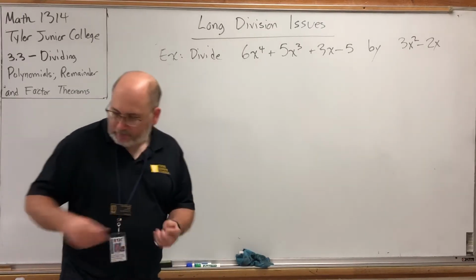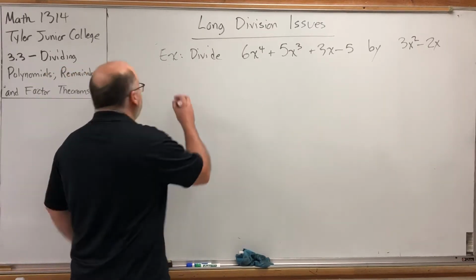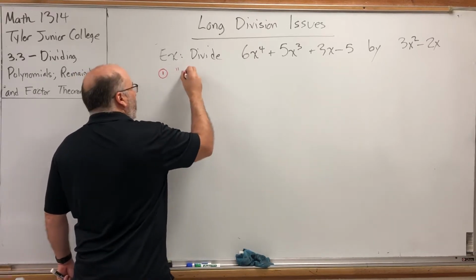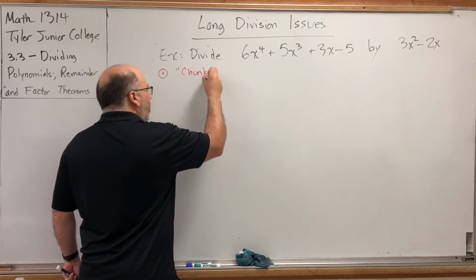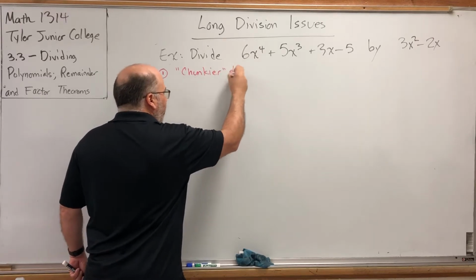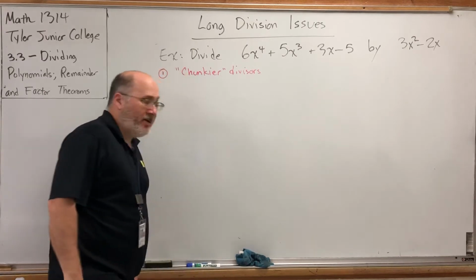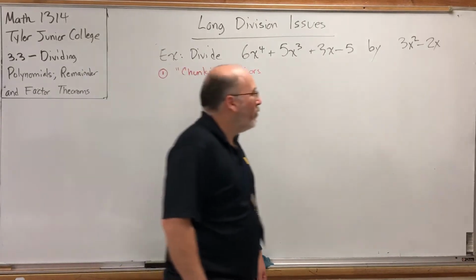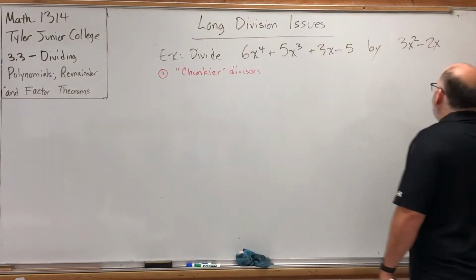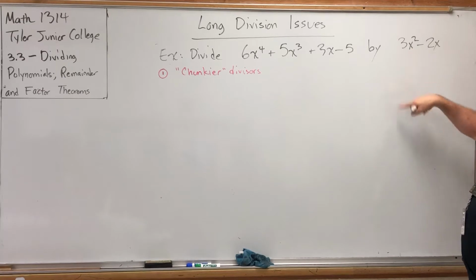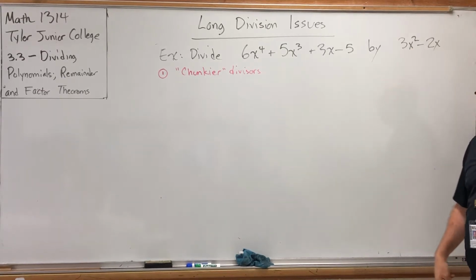Issue number one: for lack of a better word, chunkier divisors. And by chunkier, I actually mean two things. Number one, the degree of the divisor is more than 1, so it's not just linear. Number two, the leading coefficient is not 1. So more x's and a number in front of them.